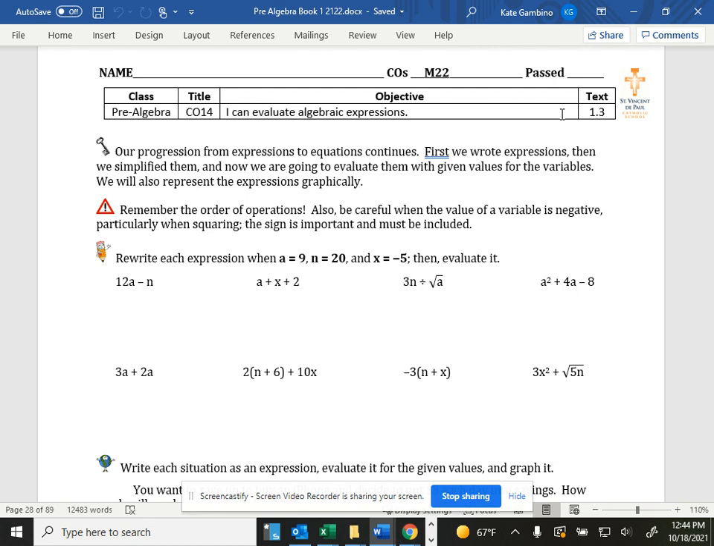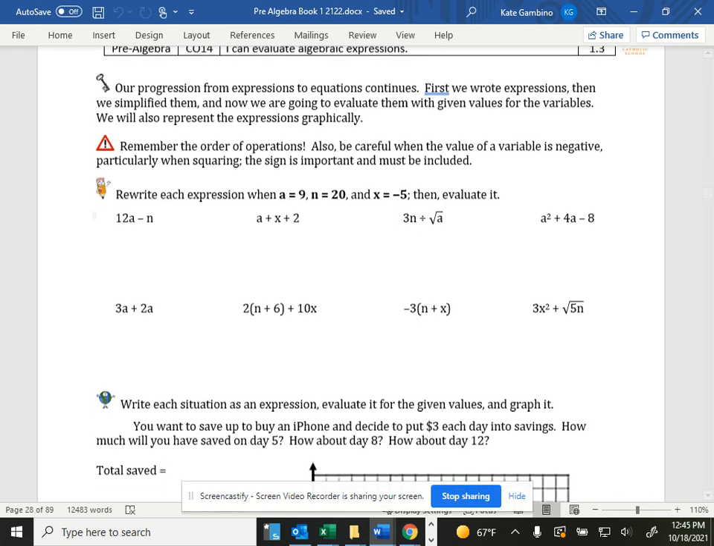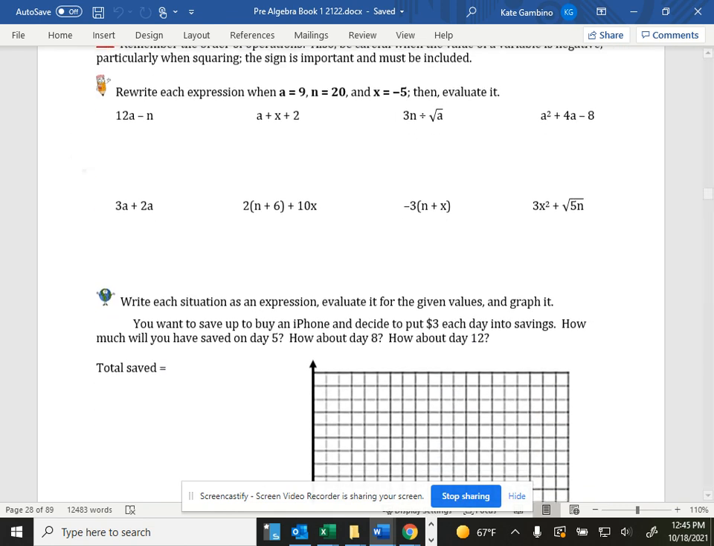So I know you know how to evaluate the given values for the variables. We have worked on that. So we're going to learn about how to represent them graphically. You have to remember the order of operations. Also, be careful when the value of a variable is negative, particularly when squaring. The sign is important and must be included. So you have to pay attention to this. Let's look at a couple of these together.